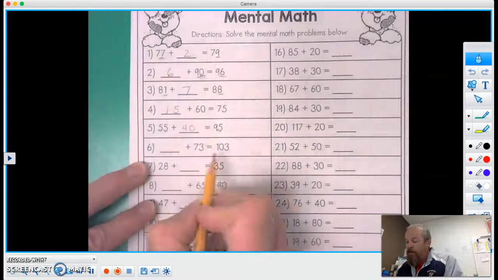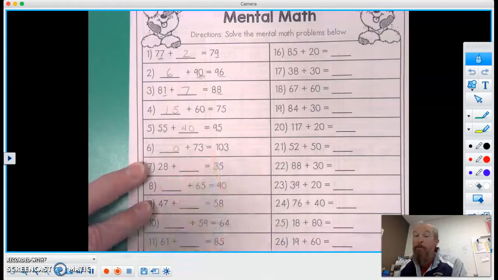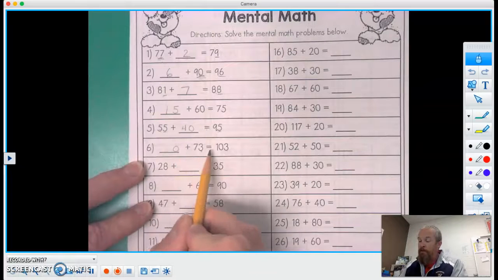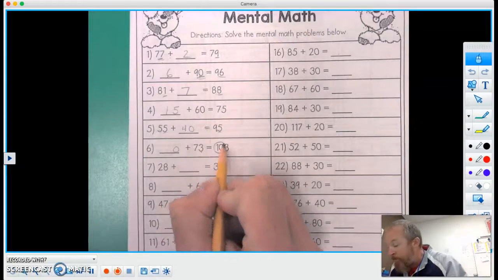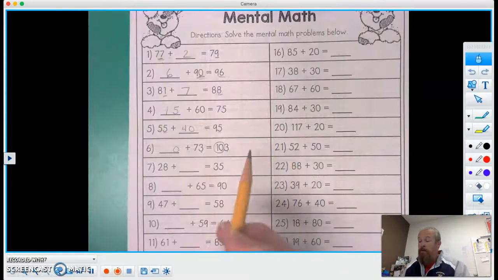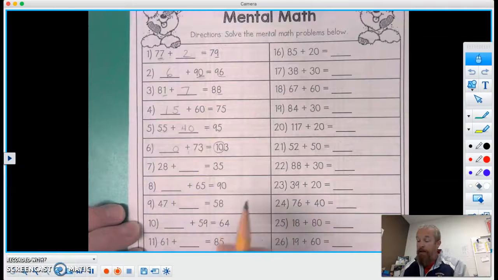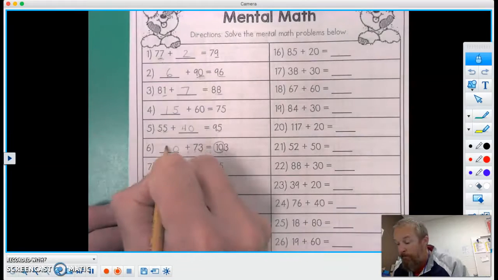Okay. Here we have the same number, the 3 and the 3, so it's going to be a 0 in the ones column, right? Because 0 plus 3 equals 3. Now we're going to look at this one. So what plus 7 equals 10? Okay, so 10 minus 7 equals 3.